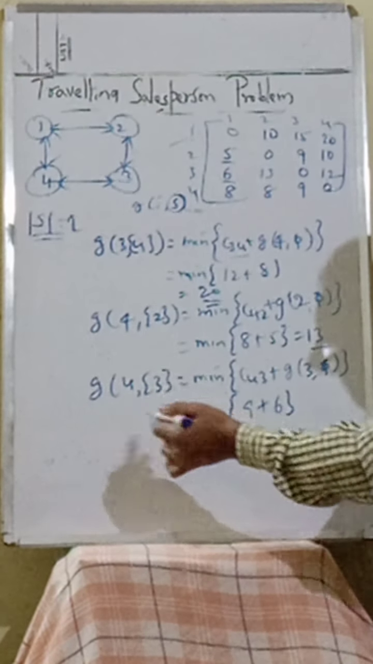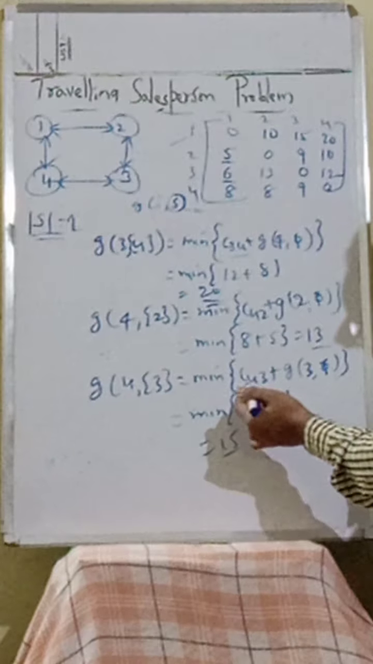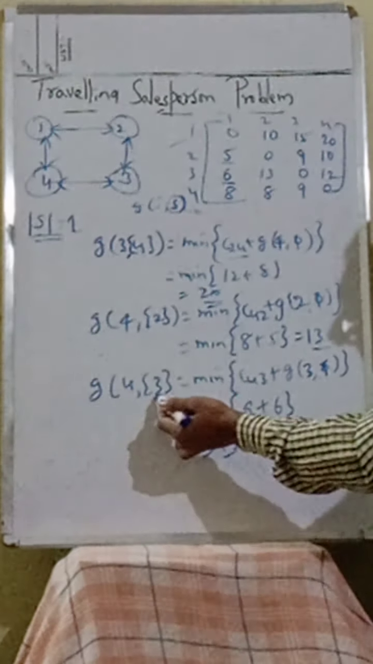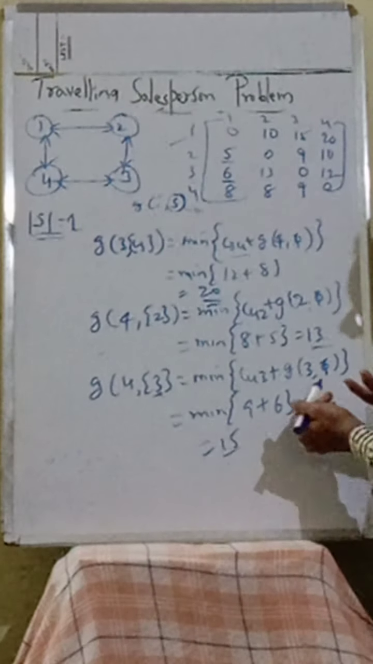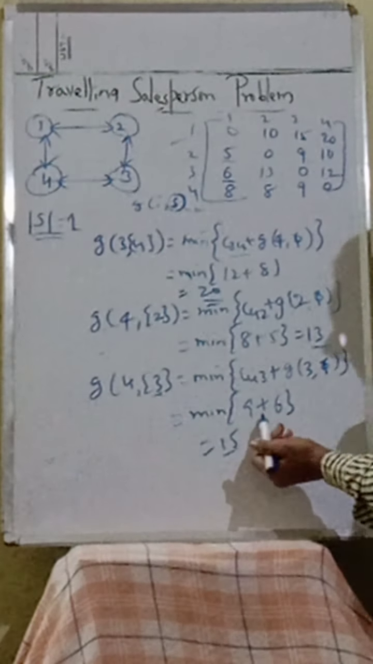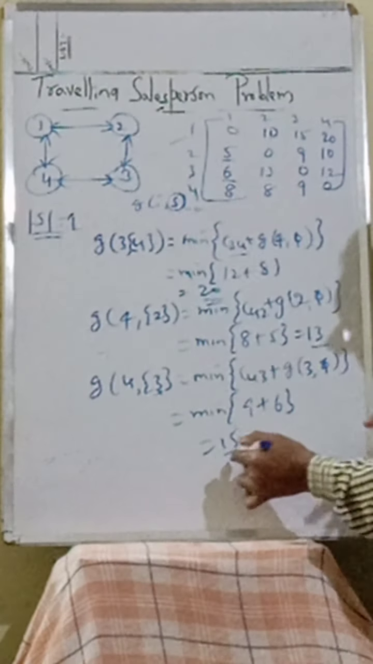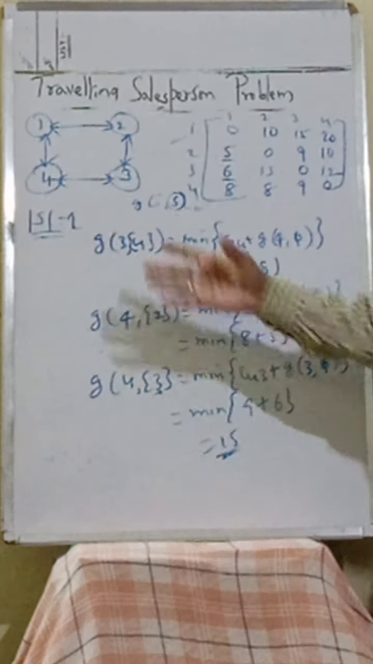So G of 4 comma 3. G of 4 comma 3 is C43 plus G of S minus J. S is 3 only, 3 minus 3 is 5. Okay? Then substitute these two values, 4 3 9 plus 3 1 6. So 15. Okay? So up to this is mod s equal to 1.